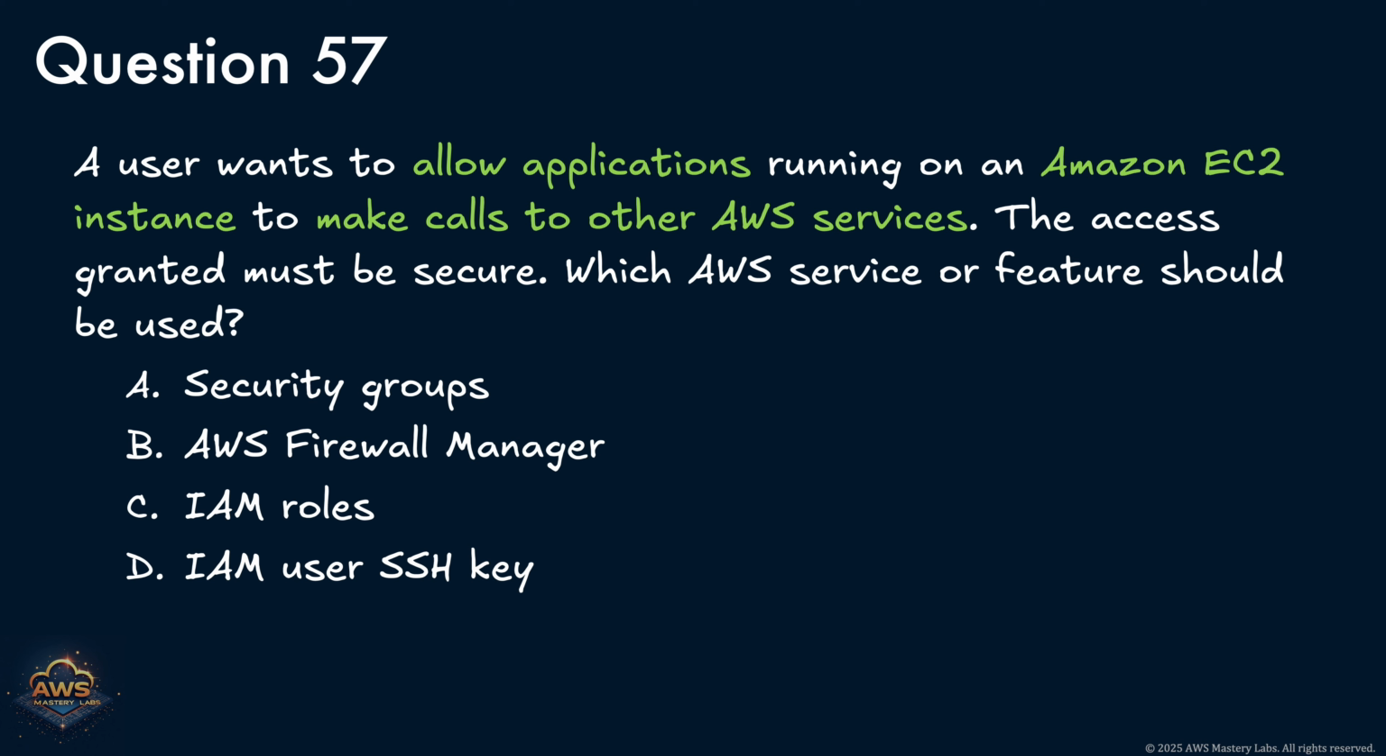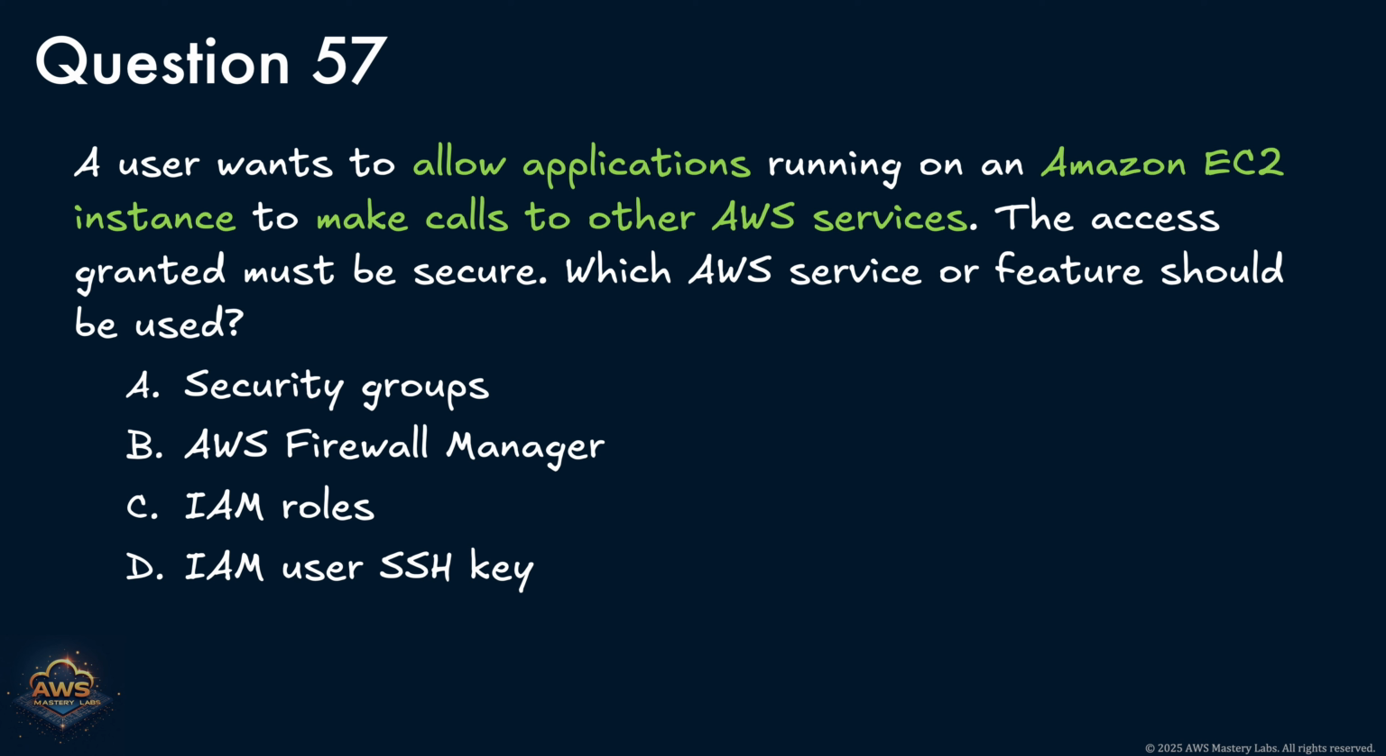Let us identify and interpret key phrases in the question that will help with answering it. The question revolves around applications running on an Amazon EC2 instance that need to make calls to other AWS services, and the access must be secure. We're talking about application-level access, not user logins. The access needs to be secure, meaning no hard-coded credentials. The target is other AWS services, implying use of temporary scoped permissions. So the solution must be automated, identity-based, and adhere to the principle of least privilege, with secure credential management built in.